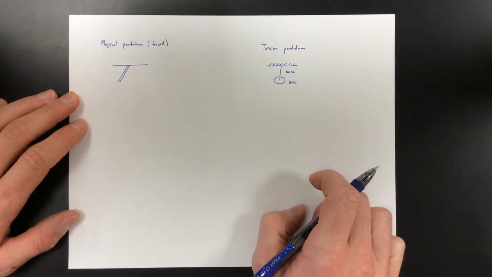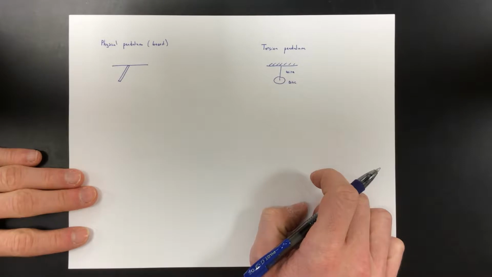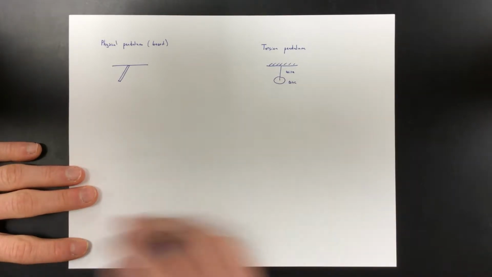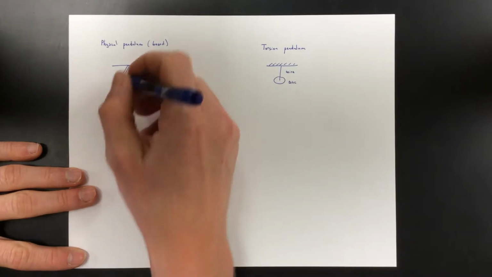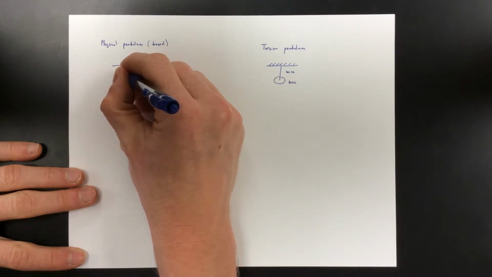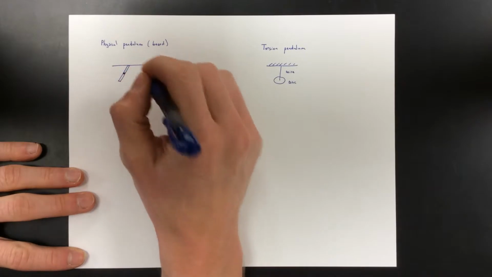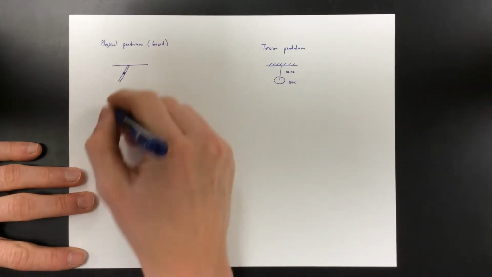All right, let's go a little further in simple harmonic motion, and now let's talk about a physical pendulum and a torsion pendulum, and I'll show you that they're exactly the same thing. A physical pendulum is just a board. I'm going to put a dot here because that's where the center of mass is, and so that'll be important when we look at the torque.